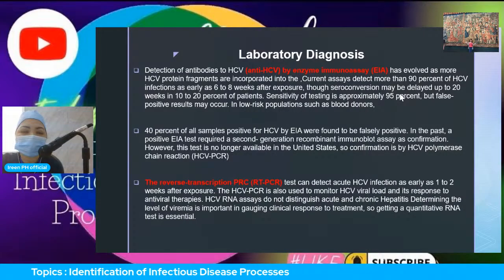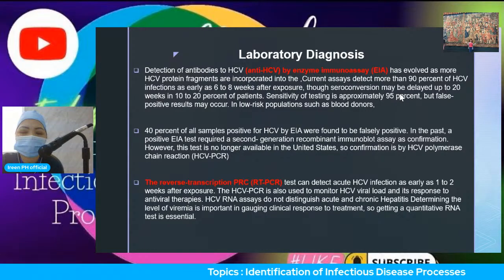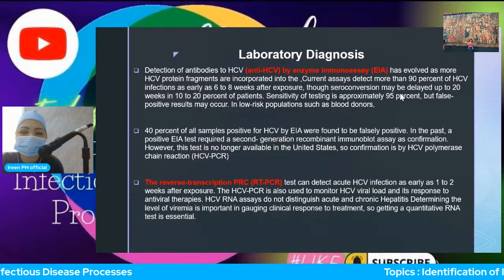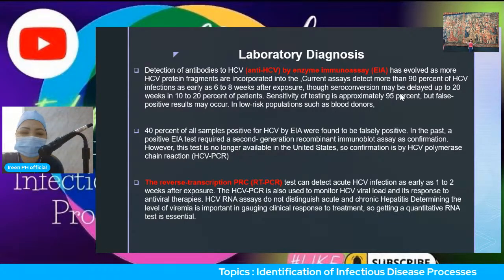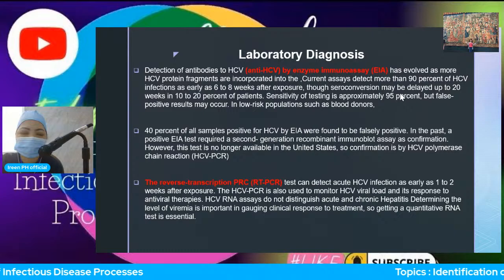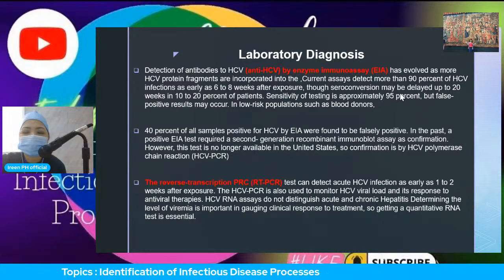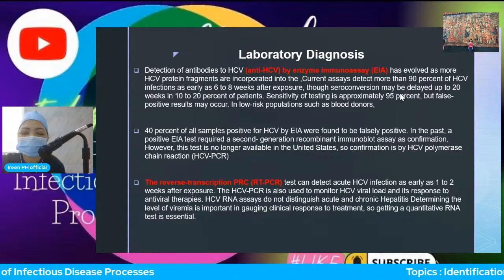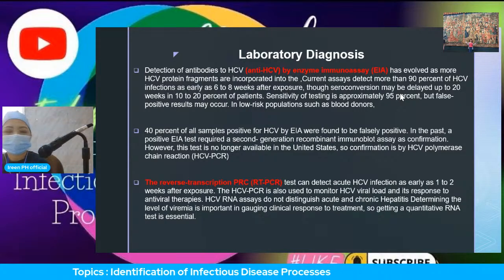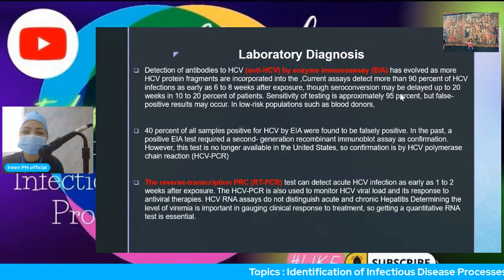I included the laboratory diagnosis, detection of antibodies of hepatitis virus, the enzyme immunoassay. As more hepatitis virus protein fragments are incorporated, the current assays detect more than 90% of hepatitis virus infections as early as 6 to 8 weeks after exposure. Seroconversion may be delayed up to 20 weeks in 10 to 20% of patients. Sensitivity of testing is approximately 95%, but false positive results may occur in low-risk populations such as blood donors.